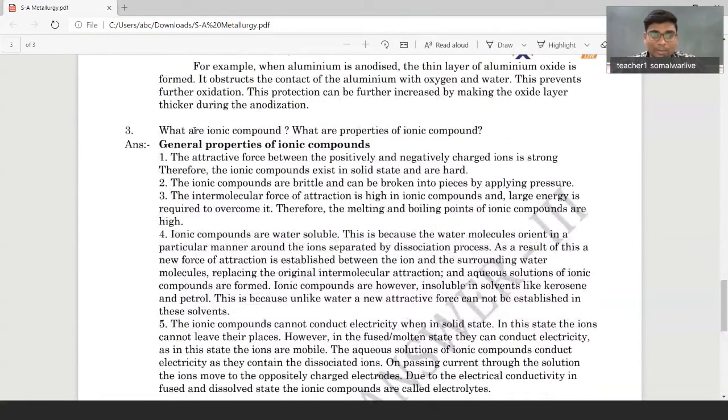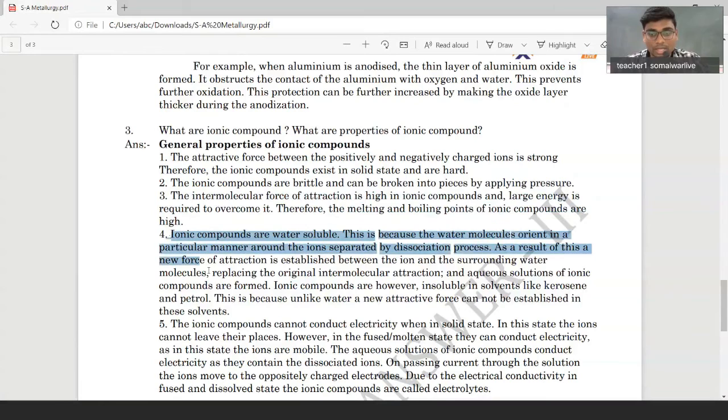What is an ionic compound? A compound formed by the transfer of electrons from a metal to a non-metal is nothing but an ionic compound. And what are the properties? They are always attractive. You already know, they are brittle, lustrous, and their intermolecular force is very strong. So they have high melting and boiling points. The third point is very important. Sometimes there is a question why ionic compounds have higher melting and boiling points. Ionic compounds are water soluble.